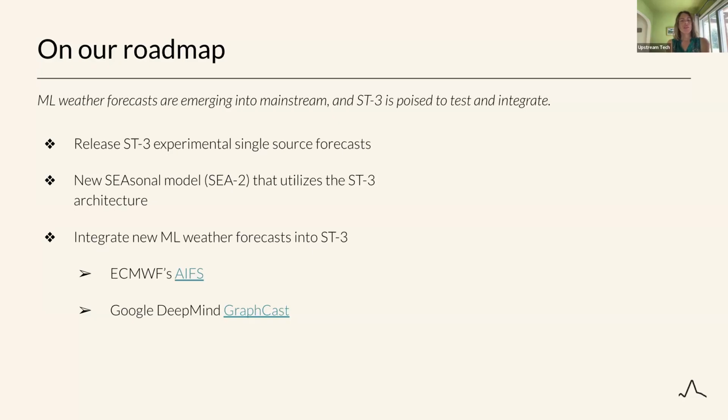Excited about that. And then the last thing is continuing to experiment with some of the new machine learning weather forecasts. There's the AIFS that ECMWF has picked up, an entirely AI-made weather forecast, and they're running that. Google is continuing to build on GraphCast and make certain experimental data sets available. We're poised now with ST3 to experiment with that quite quickly and understand the value it adds to the model.